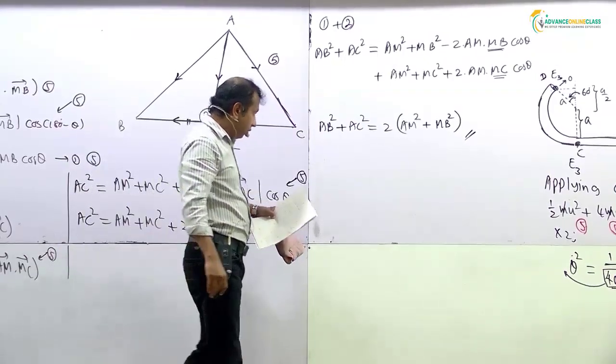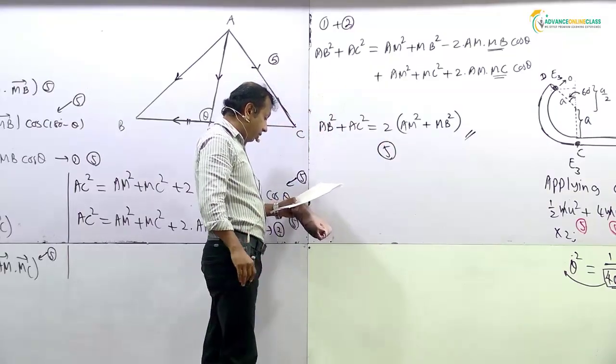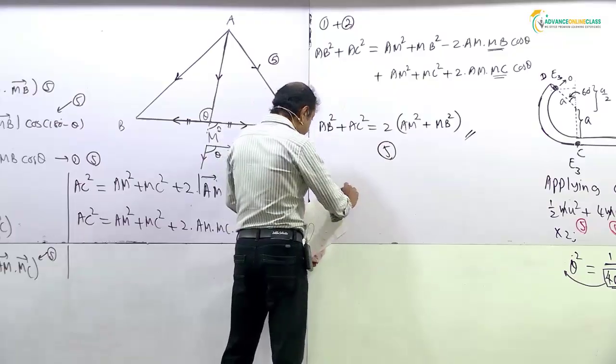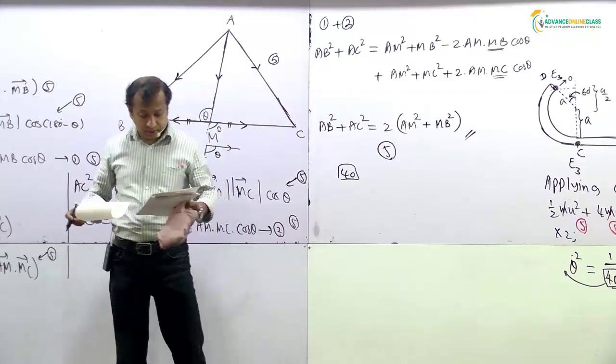Right. Then you get another 5 marks for this. Totally 40 marks come in for this, up to here. For the diagram, 5 marks. 40 marks come for that.